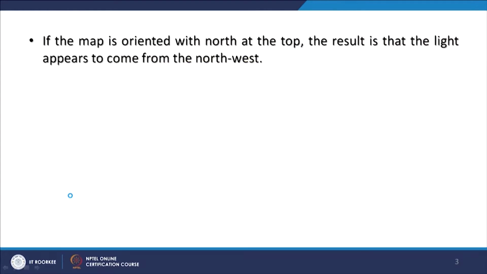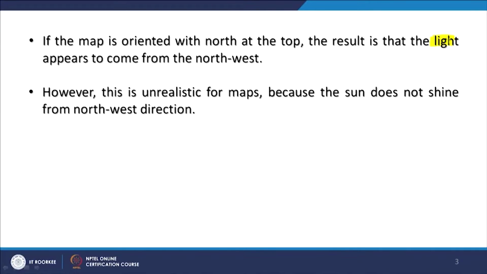Now if a map is oriented with north at the top, the light appears to come from the northwest. So this light will always be coming from there. However, this is unrealistic. Why unrealistic? Because we know that the sun can never be in the northwest. The sun starts from the east and sets in the west. So how would the sun reach the north?